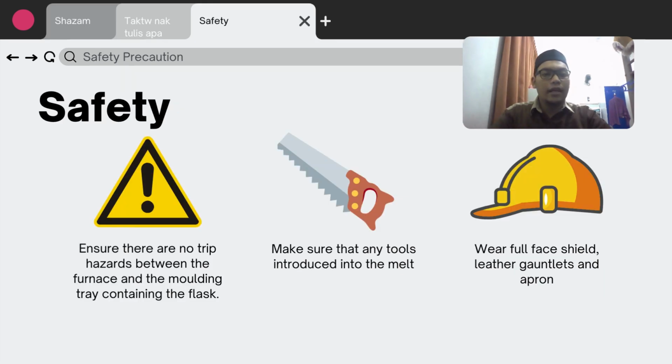Before we do any project of lost foam casting, first we need to know the safety precautions. The first one is to ensure there are no trip hazards between the furnace and the molding tray containing the flask. Second, make sure that any tools introduced into the melt are dry. Third and the last, wear a full face shield, leather gauntlets, and apron. That's all for the safety precautions. Thank you.